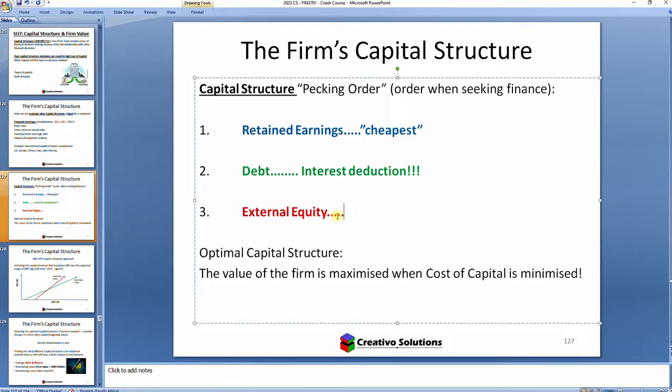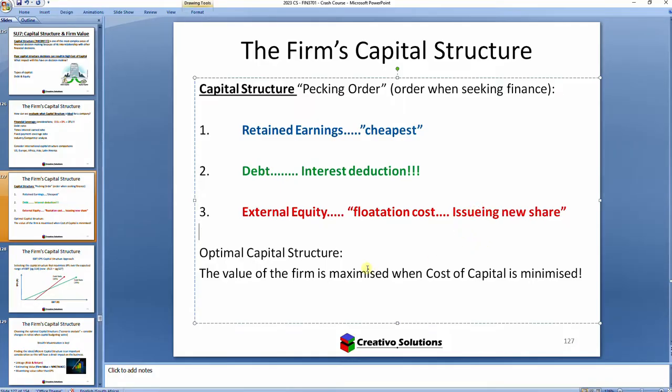Okay, external equity is fine, but it's expensive. Okay, flotation costs, issuing new shares. Okay, banks need to be involved. Okay, you need an investment bank to help you issue new shares.